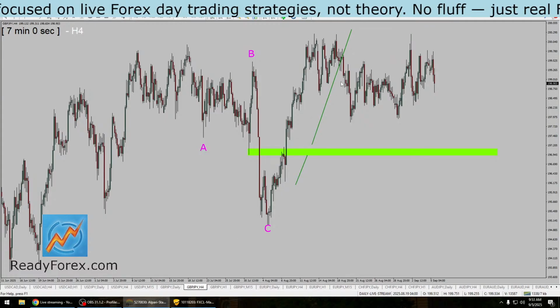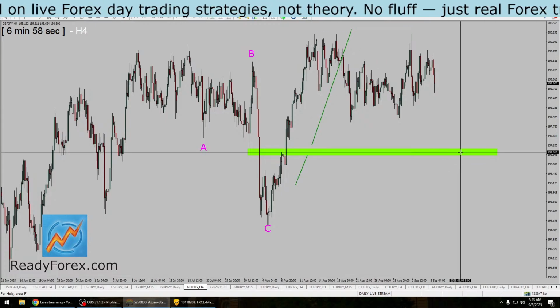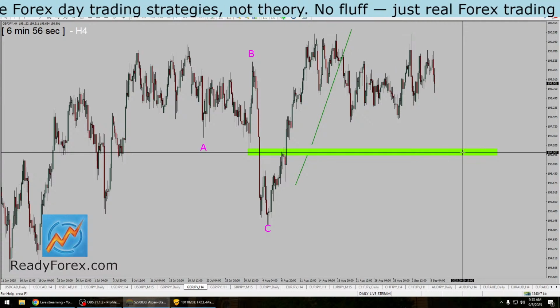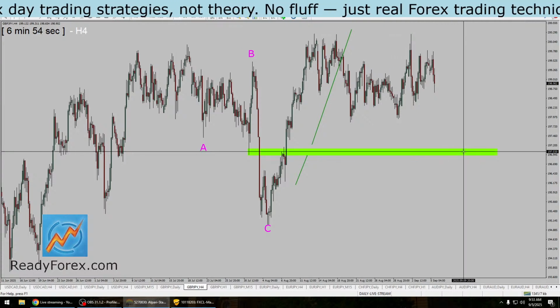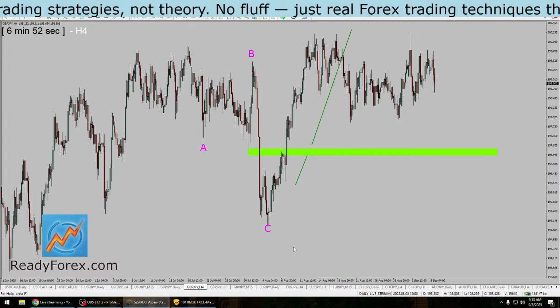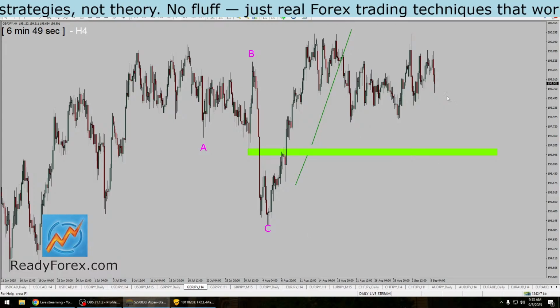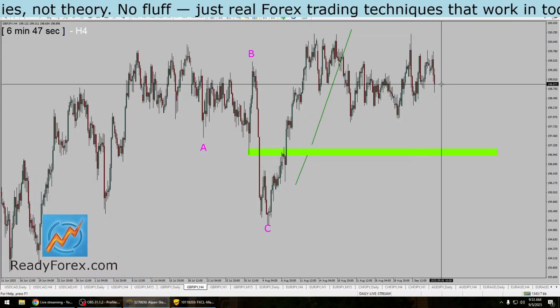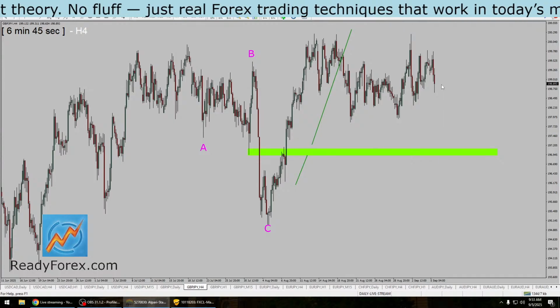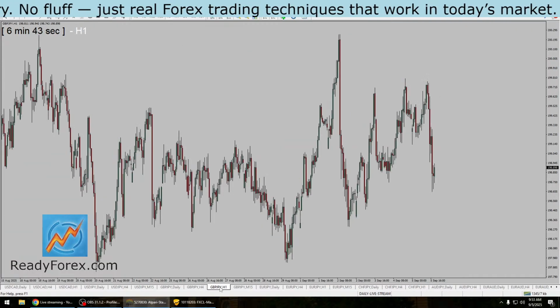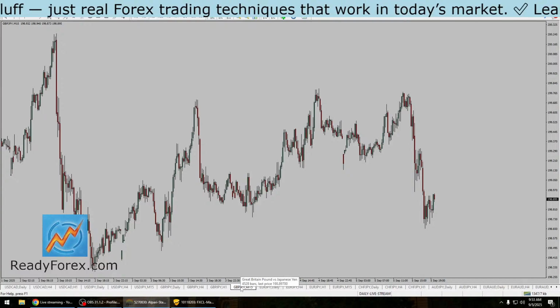Okay, so GBPJPY, expect more upside as long as price action is not breaking this green highlighted zone over here. It's still an uptrend. Expect more upside in the pound versus Japanese yen pair. So a good idea is to look for buy trades.